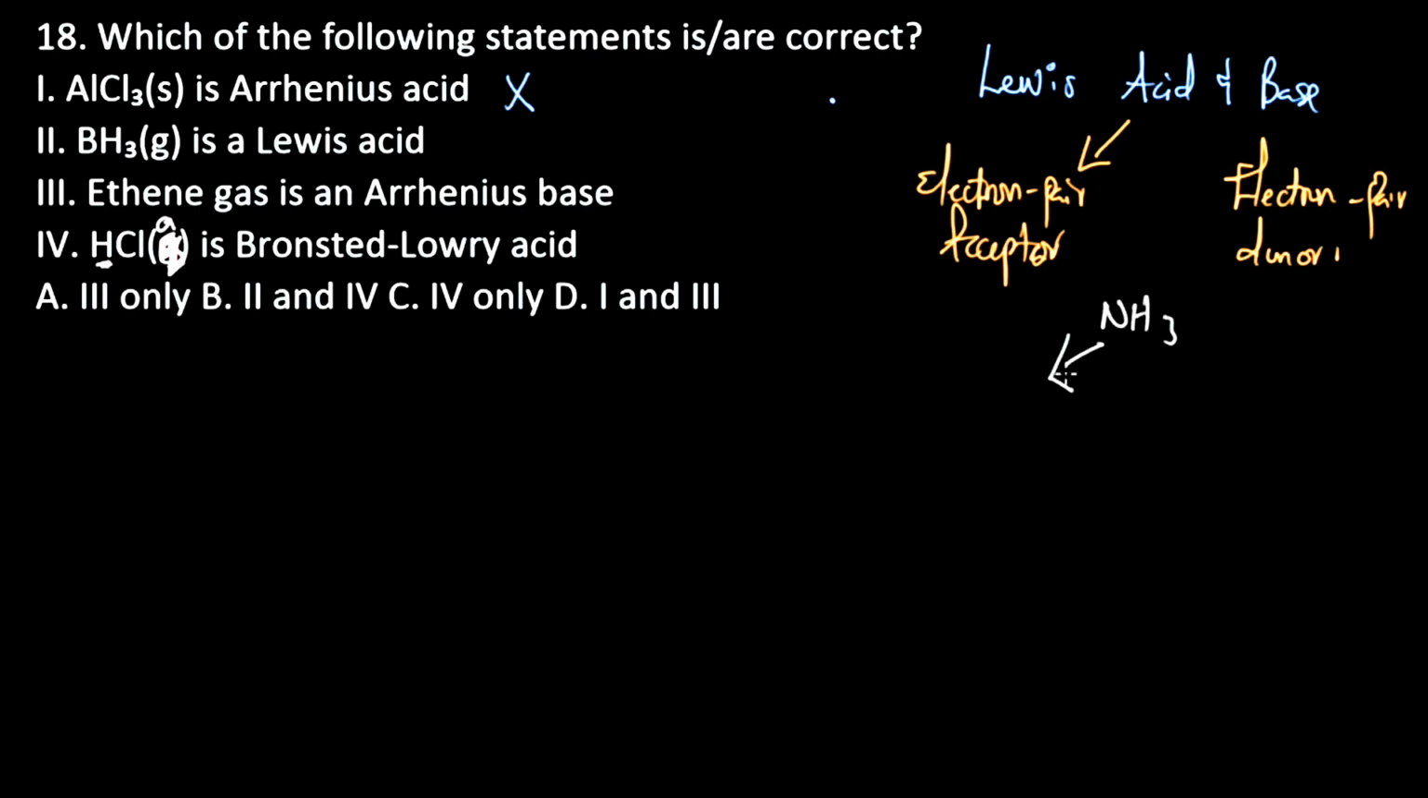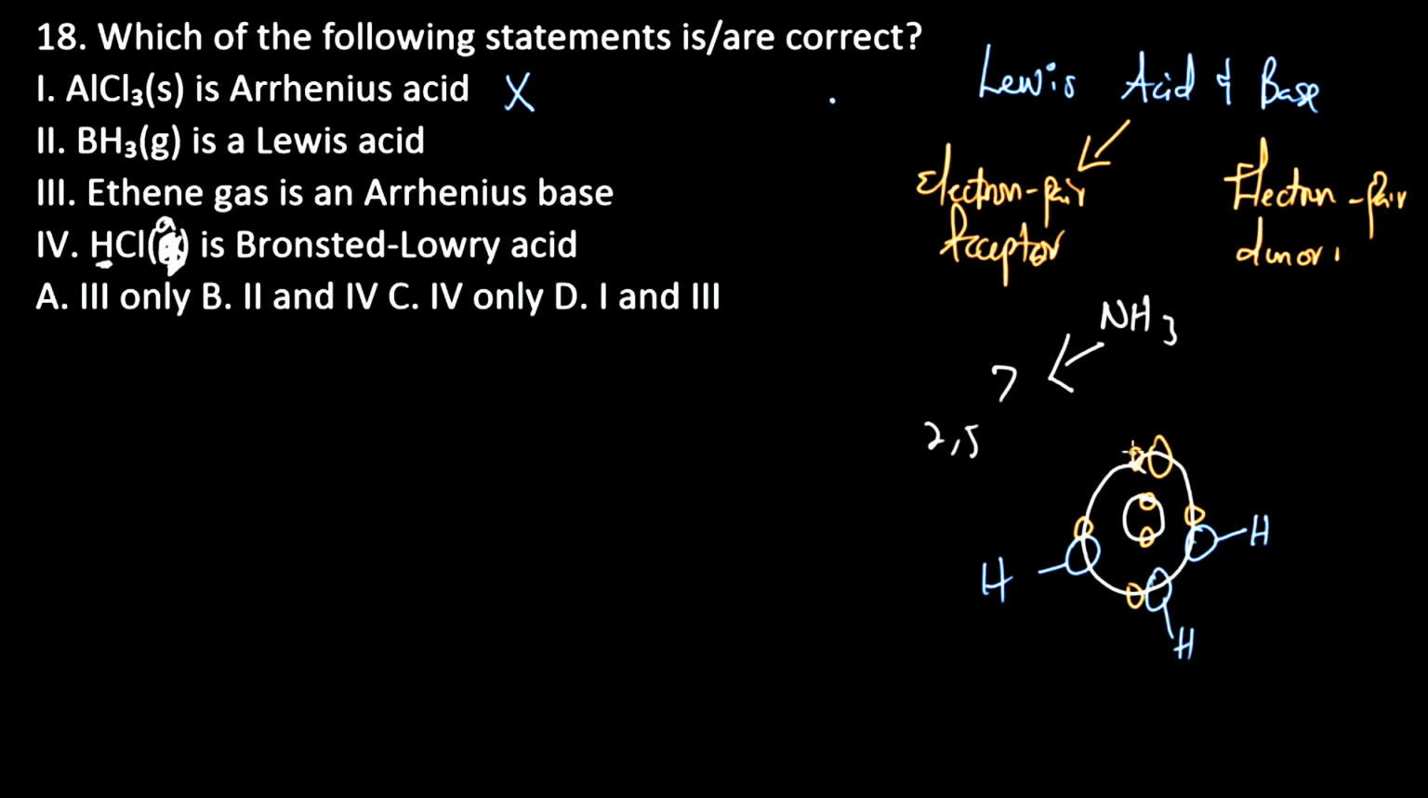Nitrogen is number 7, so we have its electrons as 2 and 5. So we have 1, 2, 3, 4, 5, 6, 7, right? The hydrogen, we have one hydrogen here, another hydrogen here, and another hydrogen here. So this is a pair of electrons, and it's not shared. According to the Lewis definition, this is a base.